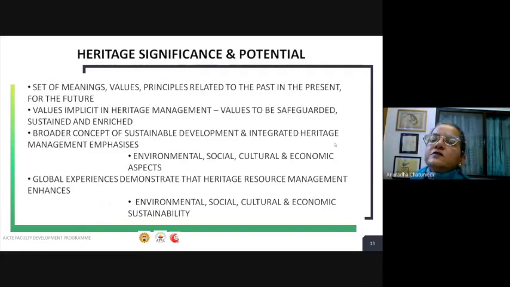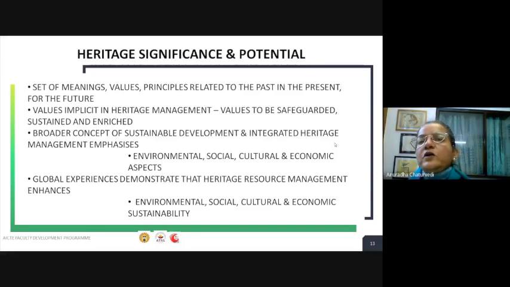There are sets of meanings, values, principles which are related to the past, in the present, and there for the future within the heritage. There are values which are implicit in heritage management. These are values which, while working towards achievement of the sustainable development goals, we have to be safeguarding, sustaining, and enriching as part of the development process. That is what will ensure that the sustainable development actually takes place.